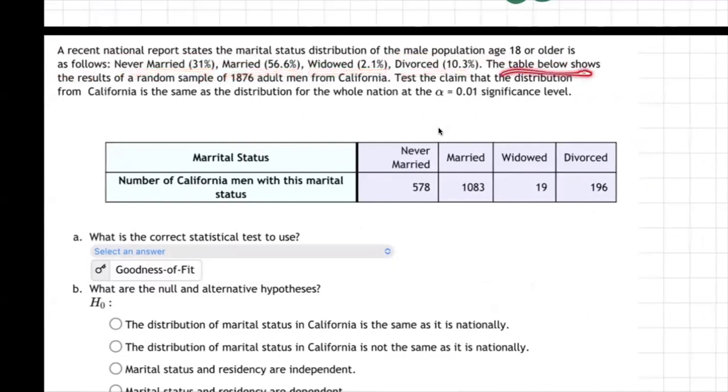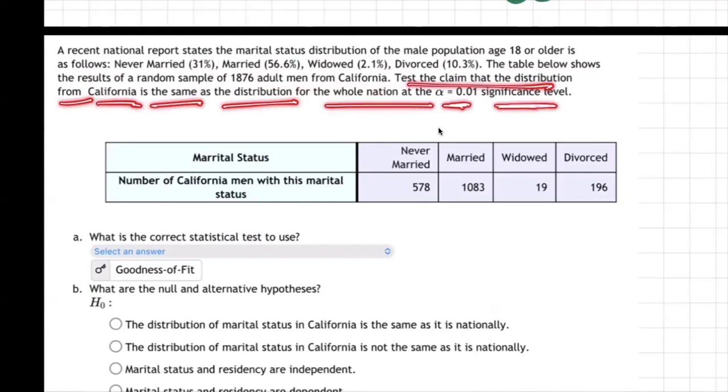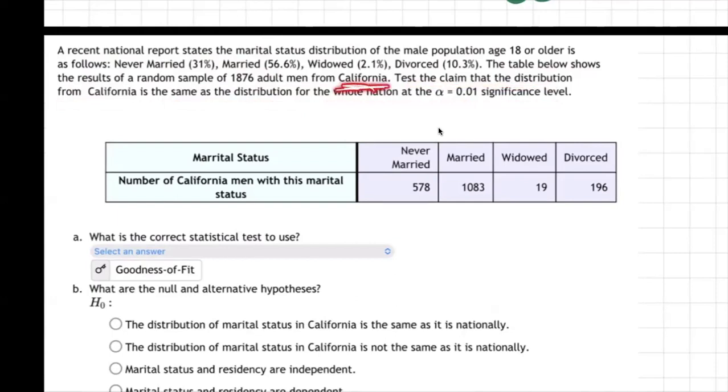The table below shows the results of a random sample of 1876 adult men from California. Test the claim that the distribution from California is the same as the distribution for the whole nation at the alpha 0.01 significance level. So is the distribution the same for California as for the whole nation? That's the test we're doing here. So this is a goodness of fit test.